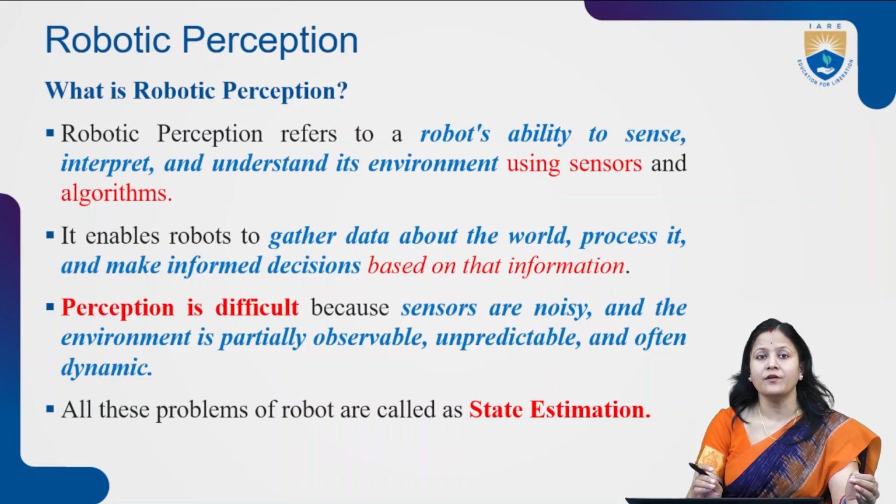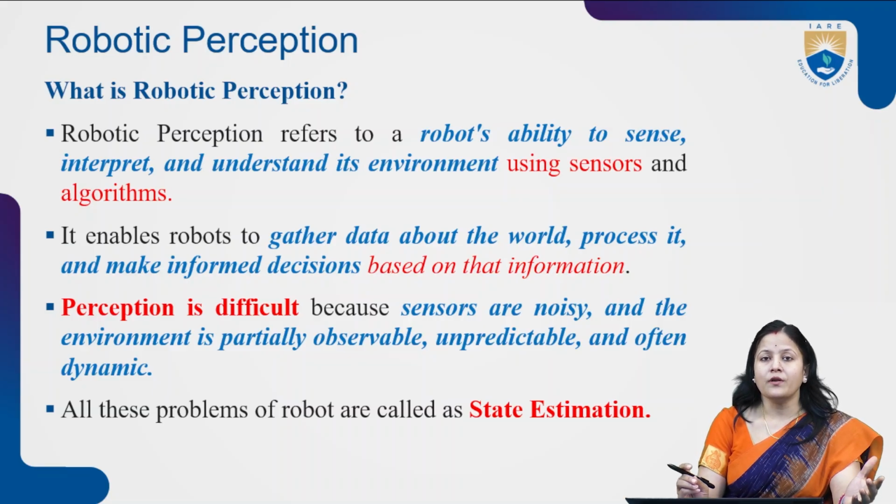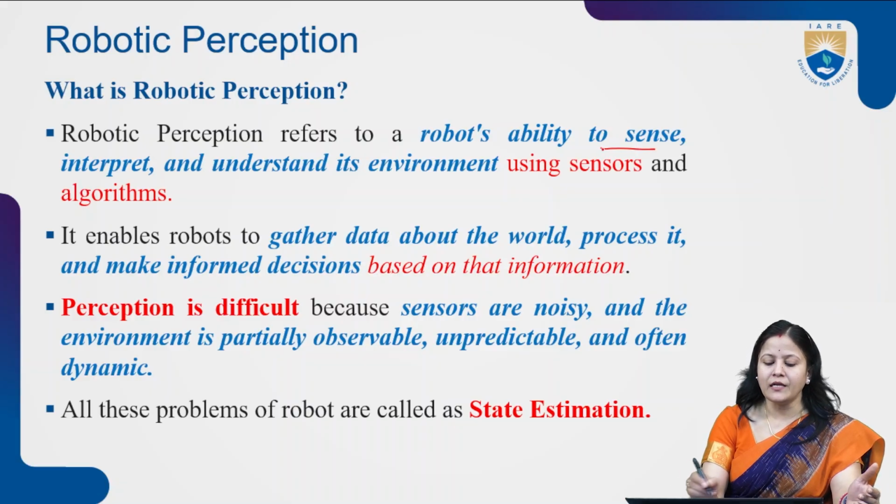Now, let me repeat theoretically. Robotic perception refers to a robot's ability to sense, interpret, and understand its environment using sensors and algorithms. So robots will have sensors, different types of sensors, maybe a light sensor or pressure sensor or heat sensor, depending upon the context. That sensor will have the capability to sense and to understand and to reason also.